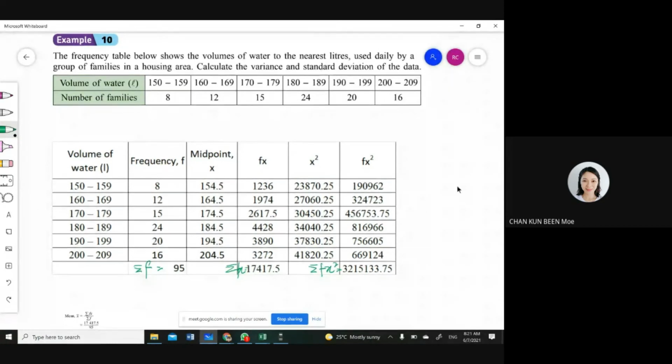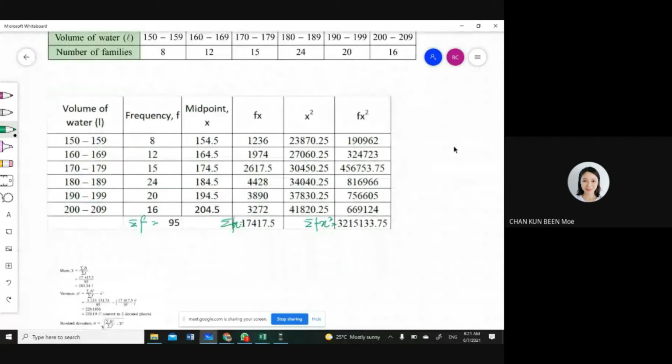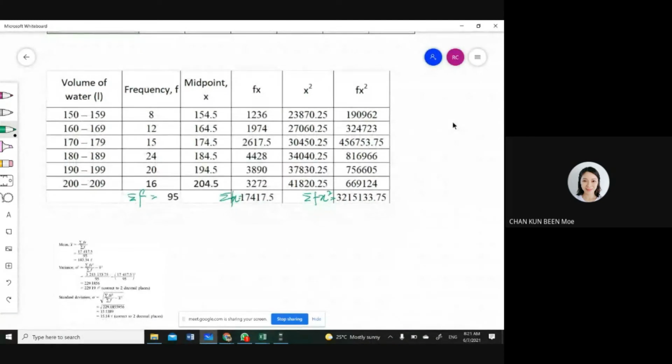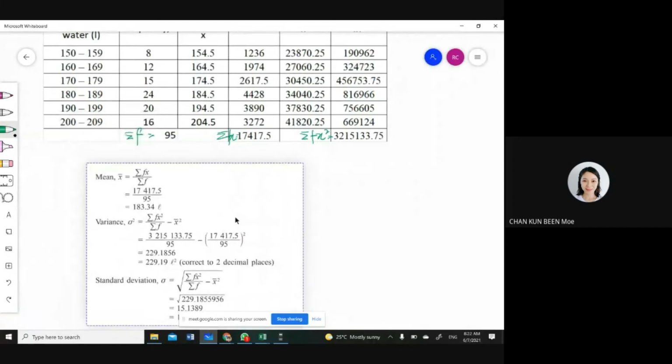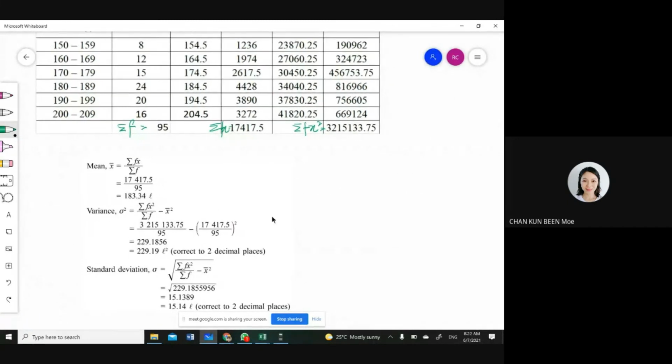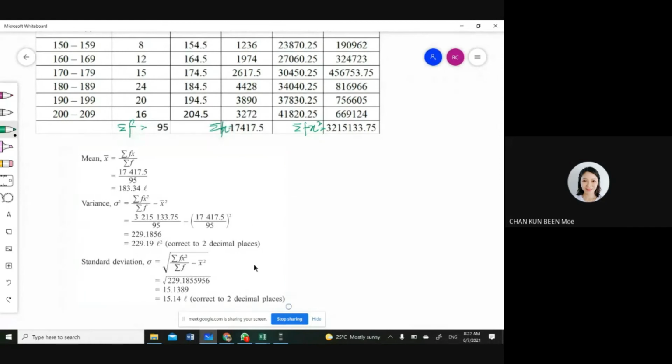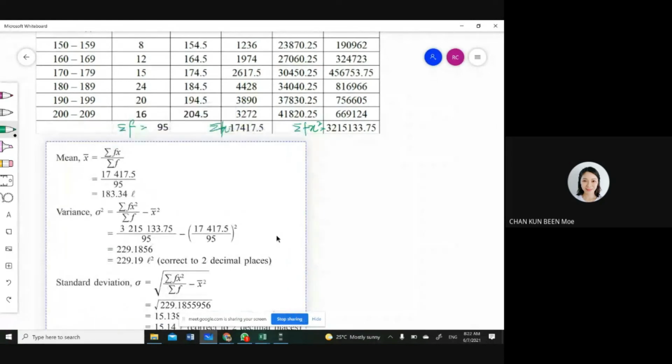So before we get the variance, we must get the mean, because in the variance there is a formula for the mean. So the mean will be the total fx divided by the total frequency, 95. Therefore, I just show it to you very fast, because later on we need to use the calculator. Is it big enough for you to see? Okay, so mean is total fx divided by f. So 170,470.5 divided by 95, we will get 183.34 liters.